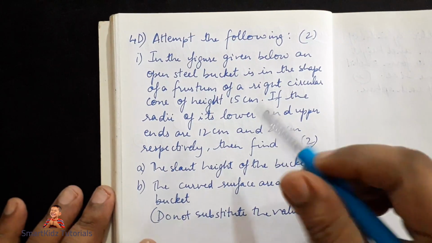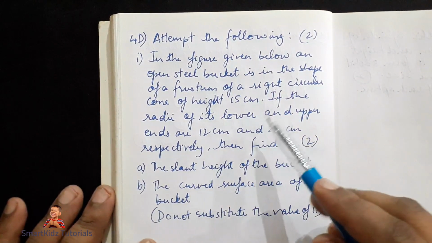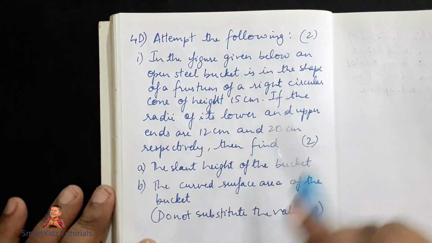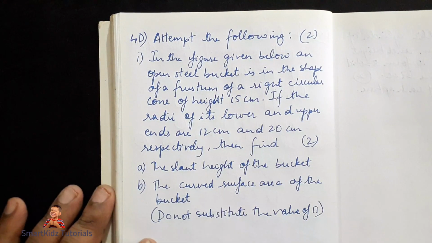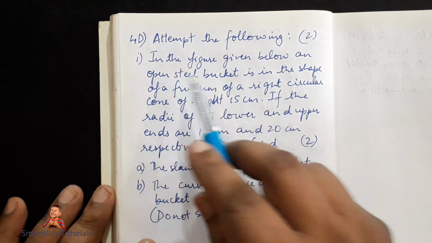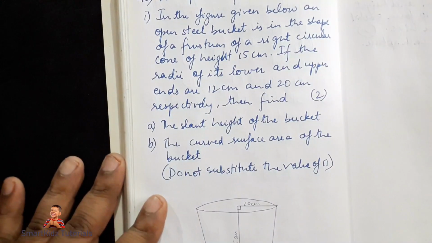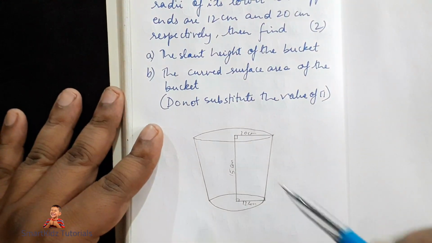Okay, question 4D, this is the last question, but it has got 2 parts. So first part is attempt the following, 2 marks, under which there are 2 questions. So in the figure given below, this is the figure, okay, of a frustum.